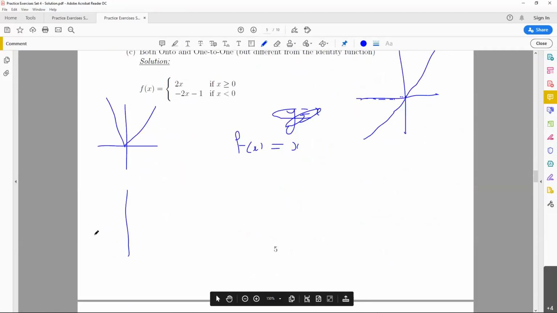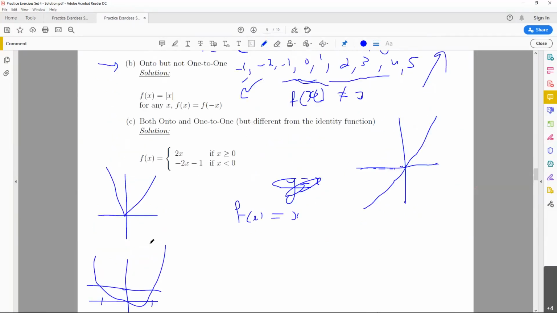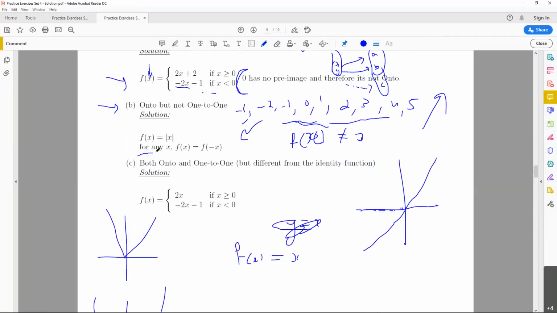A parabola also works. So you notice for this x and for this x, you're going to have the same y. For any x, for the V, f of x equals f of minus x.